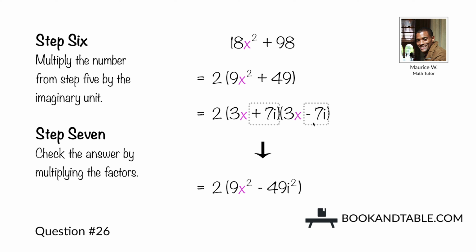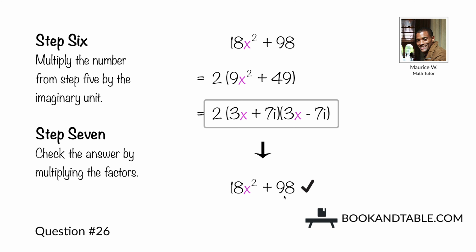7i times negative 7i is negative 49i squared. i squared is equal to negative 1. And negative 49 times negative 1 is positive 49. Now we distribute this 2, giving us 2 times 9x squared, which would be 18x squared. And 2 times 49 would be 98. Since the final polynomial matches the original polynomial, that confirms that 18x squared plus 98 can be factored into 2 times (3x plus 7i) times (3x minus 7i).